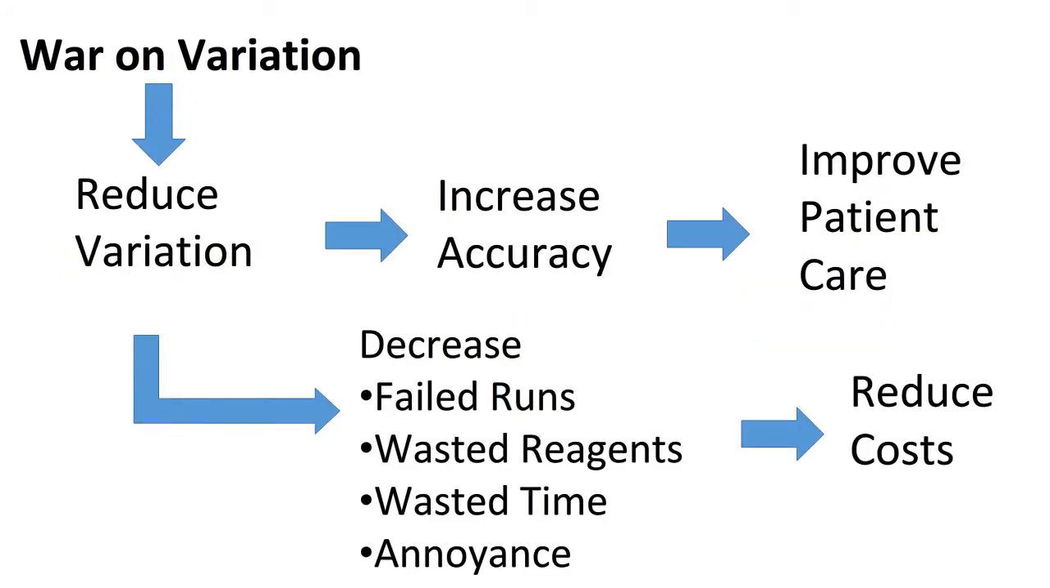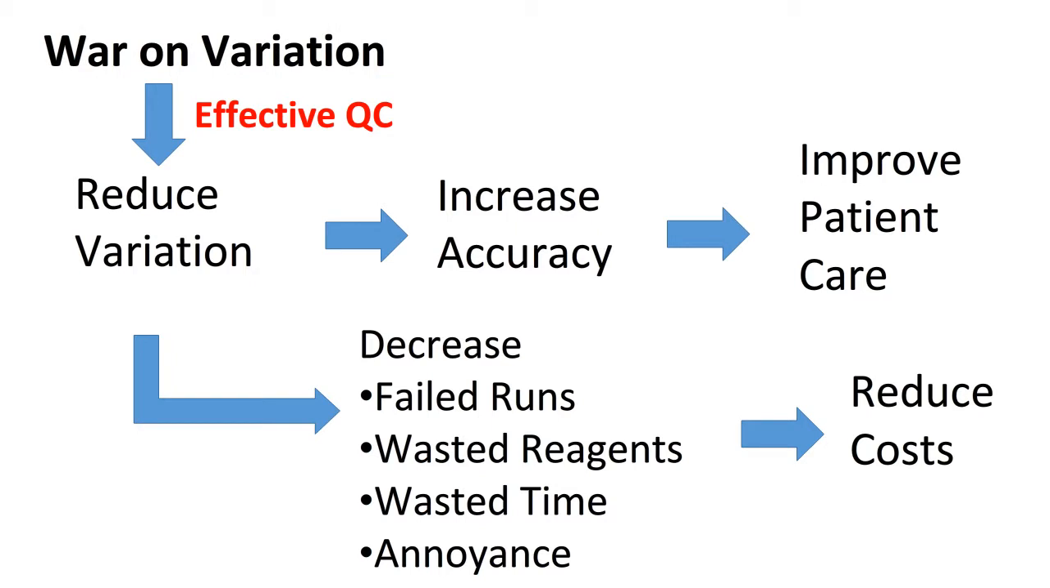The second reason is that variation drives costs. Variation causes failed runs, wasted reagents, wasted time, and in general causes annoyance. These are all bad things, and the war on variation will reduce these and lower costs.